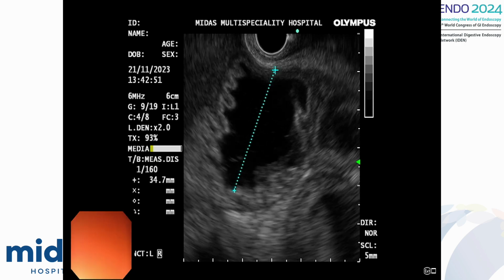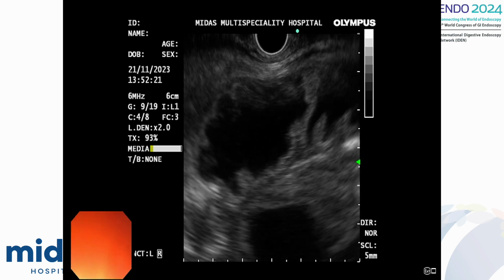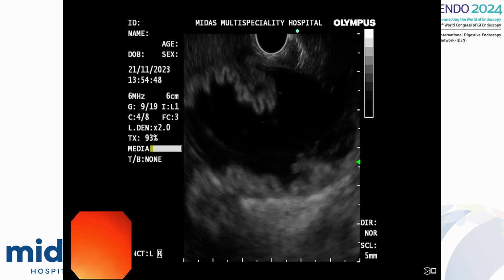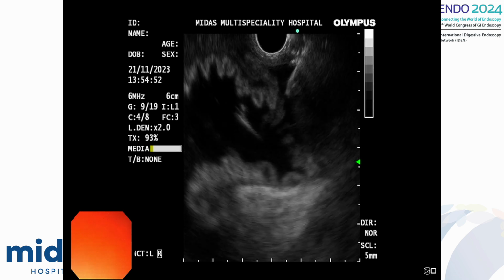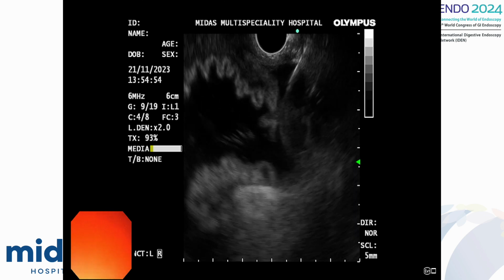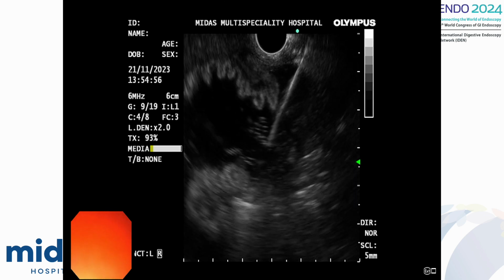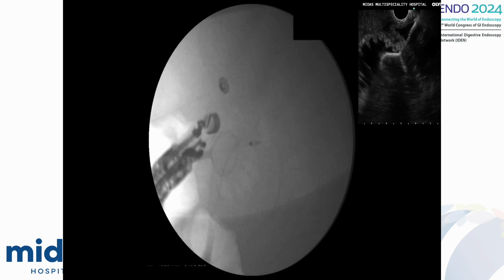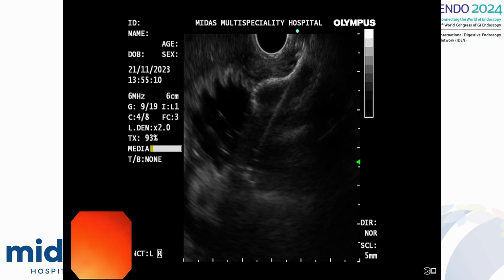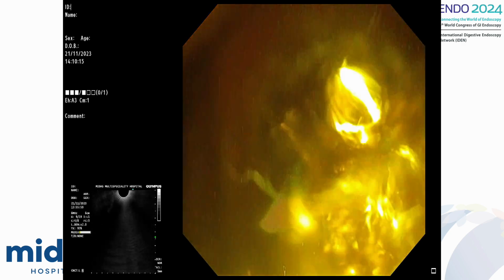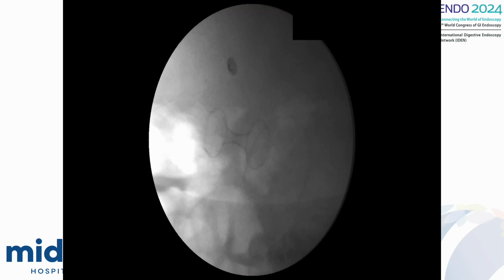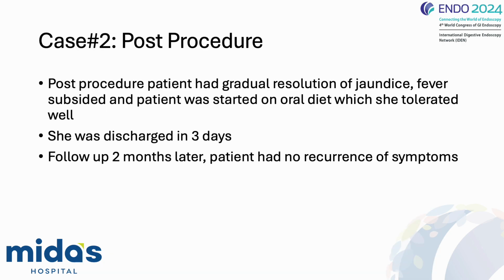An avascular window with a 3.5 centimeter runway was then identified, and a cautery-enhanced lumen-opposing metal stent was advanced across the duodenal bulb into the dilated jejunal loop, and the inner flange is seen being deployed, followed by the outer flange inside the duodenal lumen with free flow of contrast and bile.